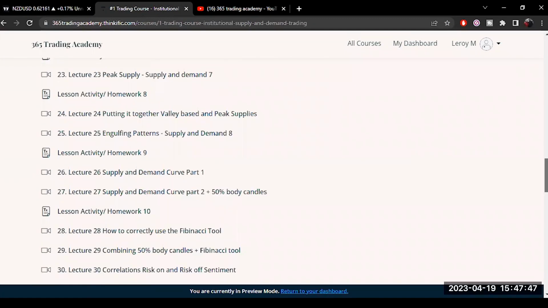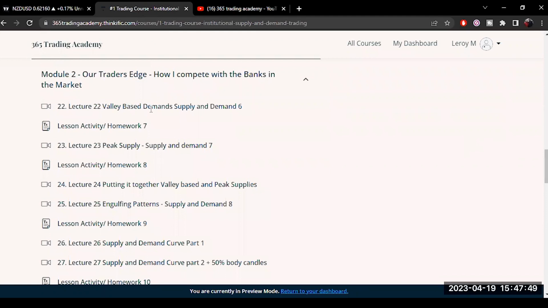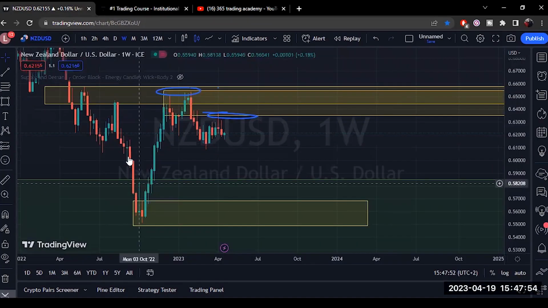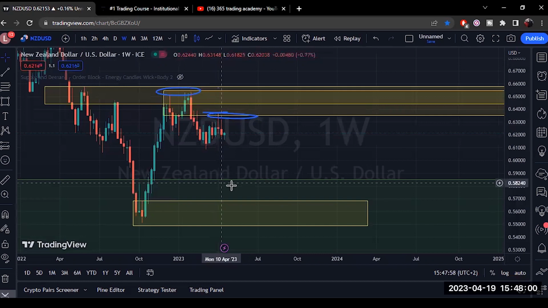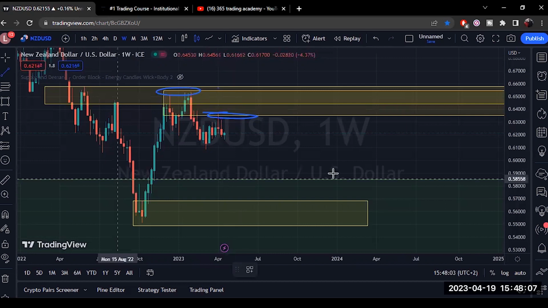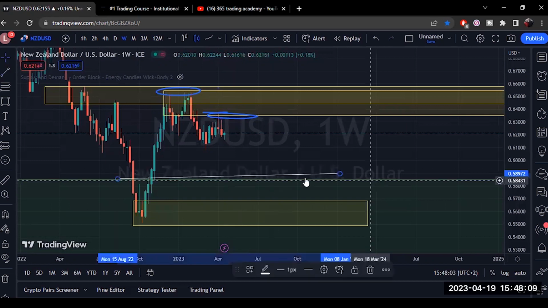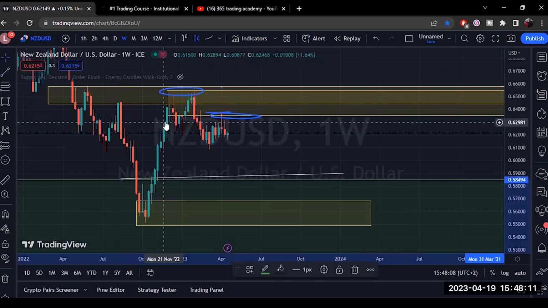Where's my module 2? Right here. We talk about value-based demands. For you to get a value-based demand, one of the main criteria is you must see dumb traders filter in. You must see retail traders selling in an area where they have no business selling. So all selling has to stop slightly above this area. That's number one. This is still a lot of money, right? Remember, every single candlestick you're looking at here represents one long wick. We've got a perfect imbalance in the markets as markets move up.